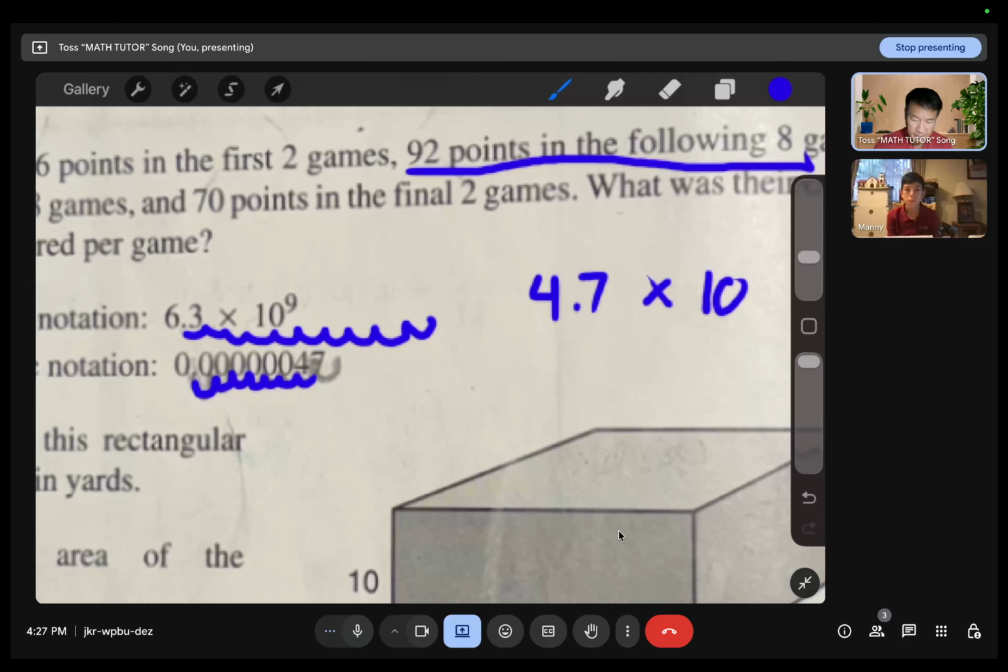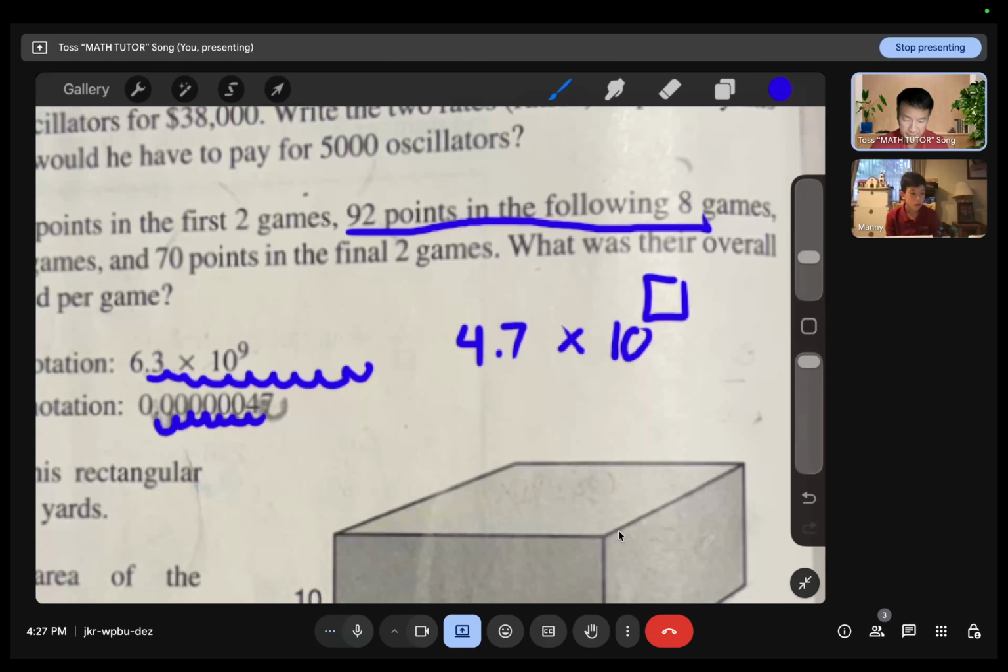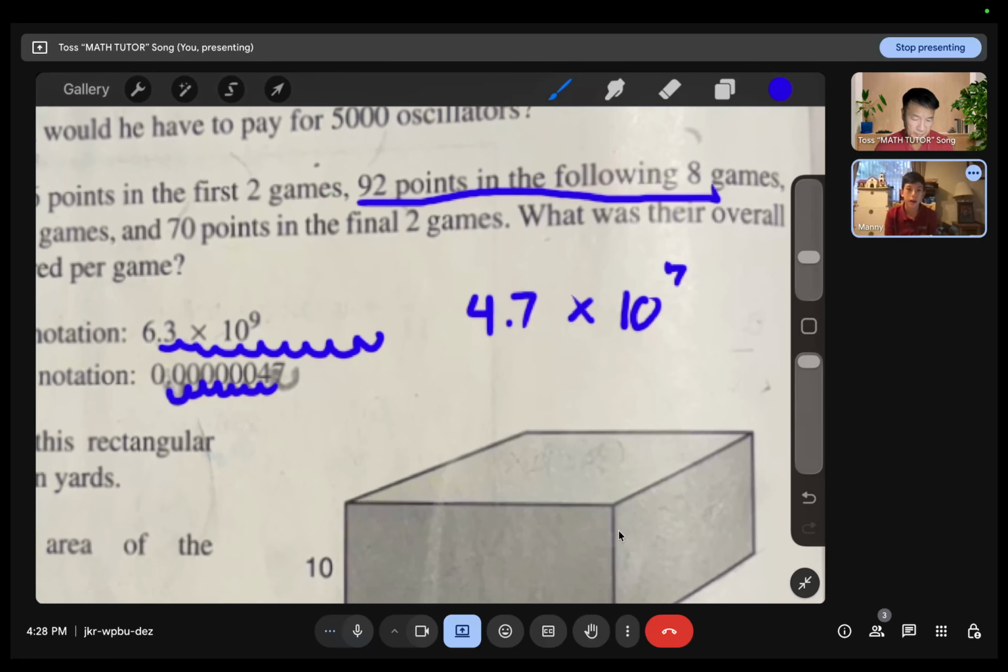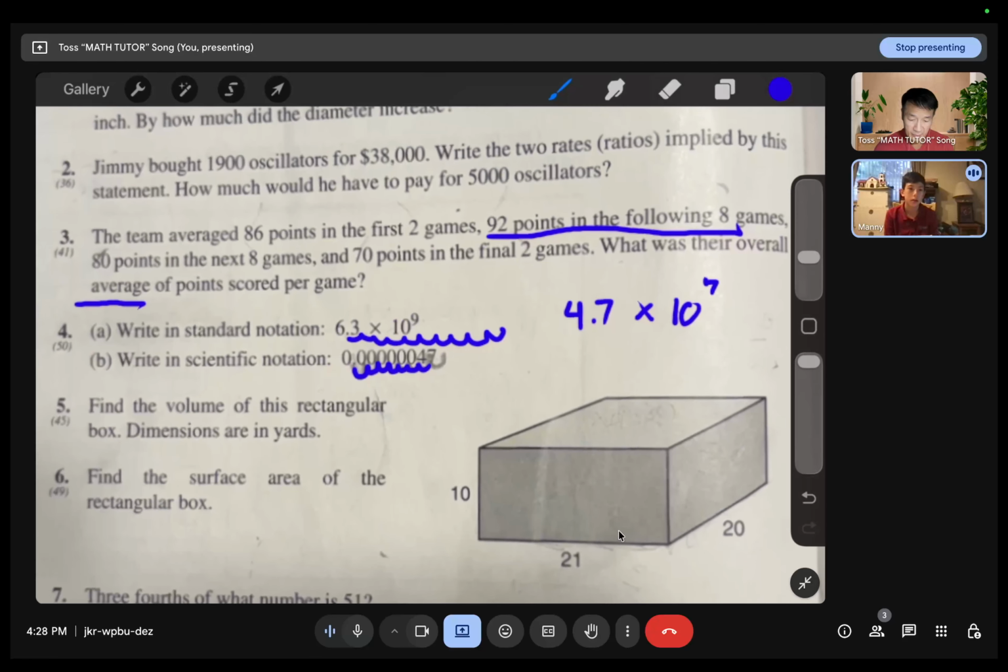How do you write it? What does that mean? 10 to the 7th. Just like that? You sure? Because you're moving the decimal to the right. Wait. Because the decimal's already in between those zeros. Wait. Are you sure?